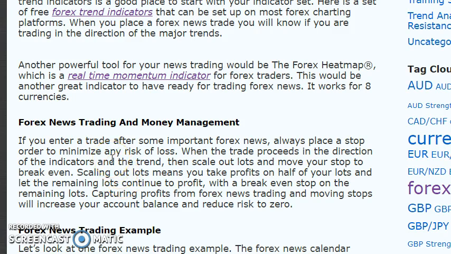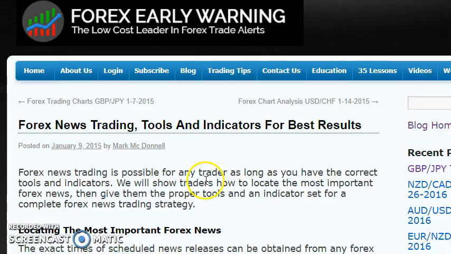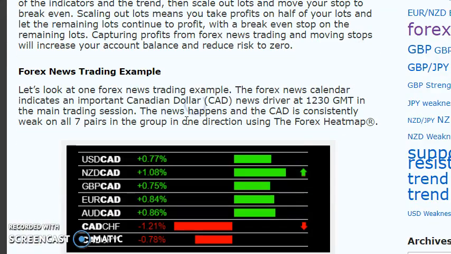Next, you need to know how to manage your money. So you always want to trade with a stop, and then if you get into a profitable trade, you want to be able to scale out lots and then move your stop to break even. So it's a short little article here, but we're giving you everything you need to trade the news. Let's look at one example.